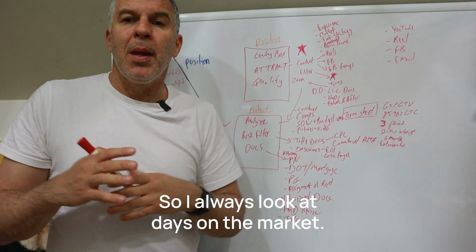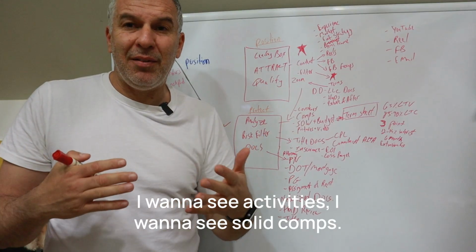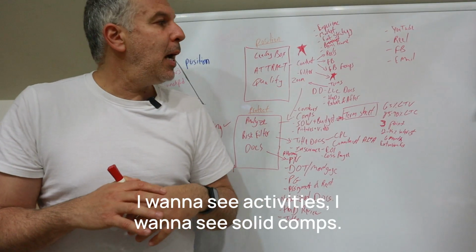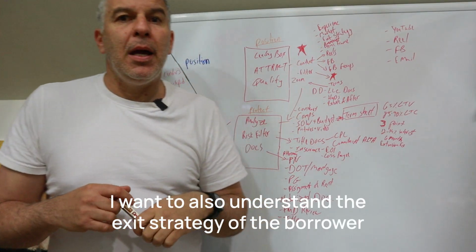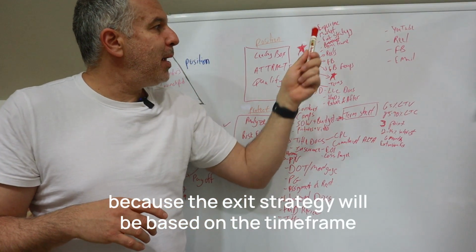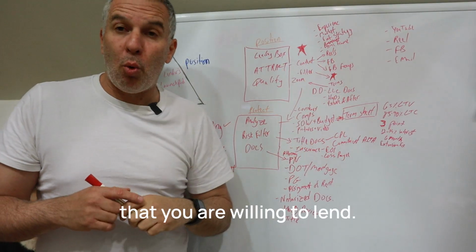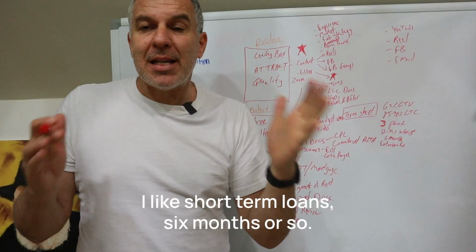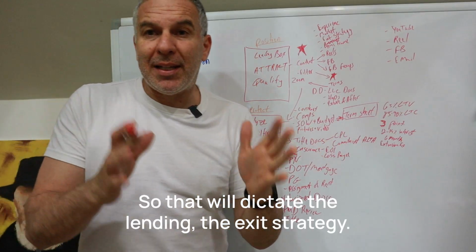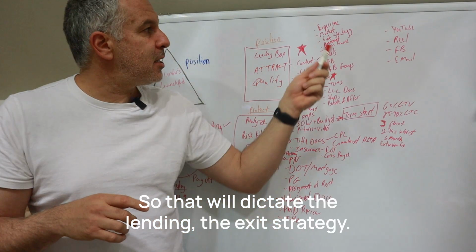So I always look at the days on the market. I want to see activity. I want to see solid comps. I also want to understand the exit strategy of the borrower, because the exit strategy will be based on the time frame that you are willing to lend. I like short-term loans, 6 months or so, so that will dictate the lending and the exit strategy.